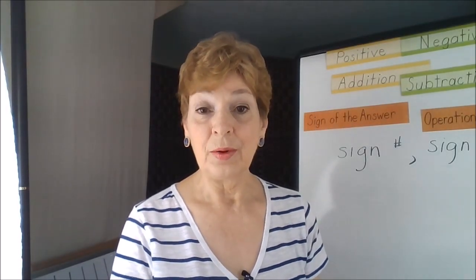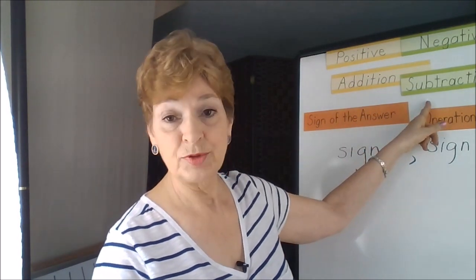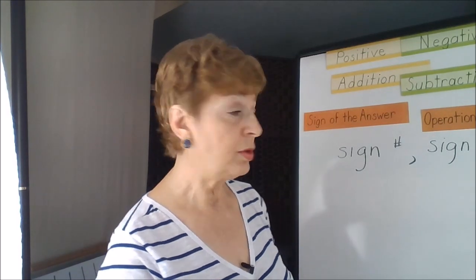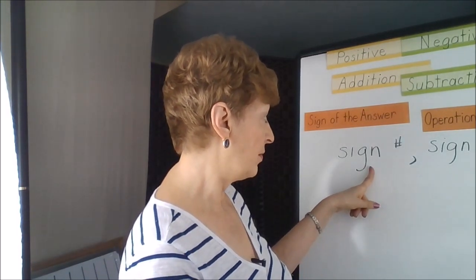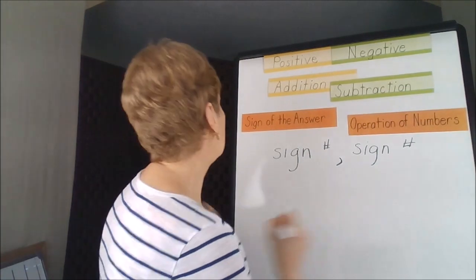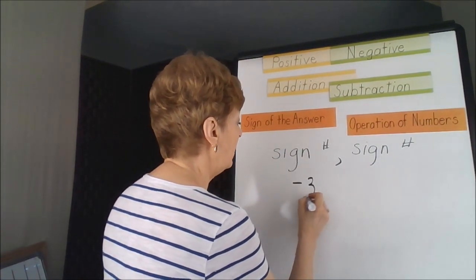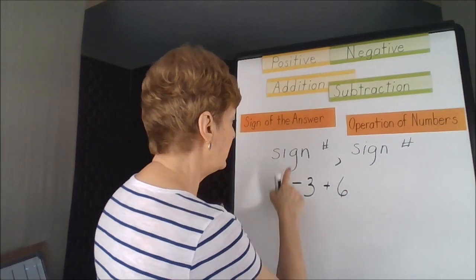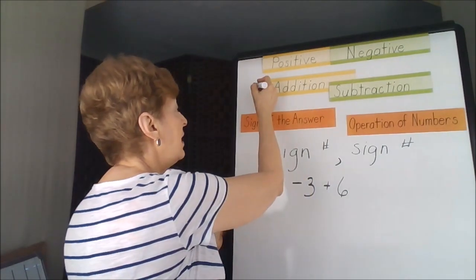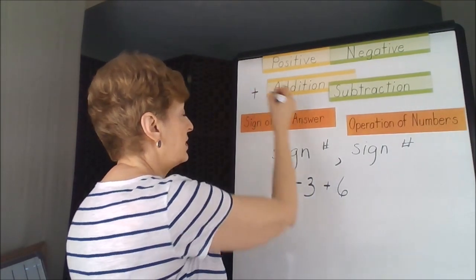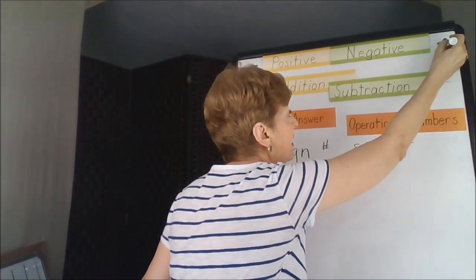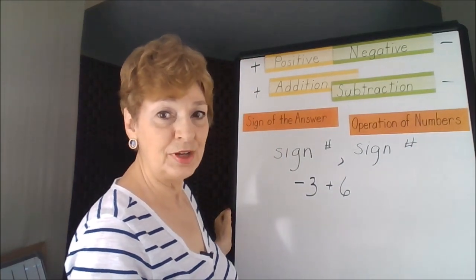In a previous video, we talked about how adding and subtracting positive and negative numbers would be more easily understood if you looked at the problem with the sign and then a number, a sign and a number. For example, we could have -3, +6. This is what I mean when I say a sign and then a number, a sign and then a number. Remember that the symbols for addition and subtraction are also the same symbols for positive and negative. This is what causes the confusion.